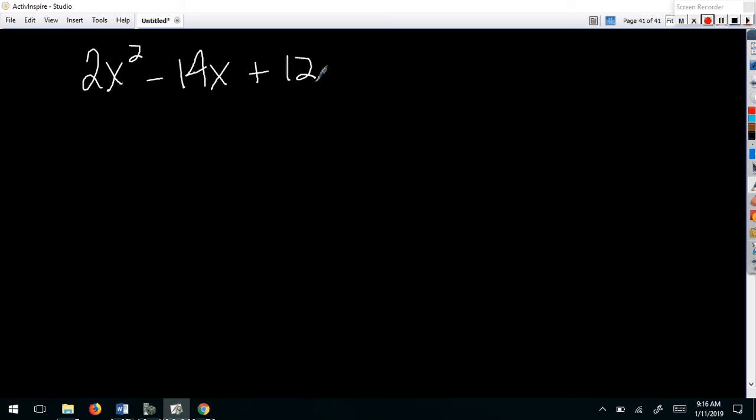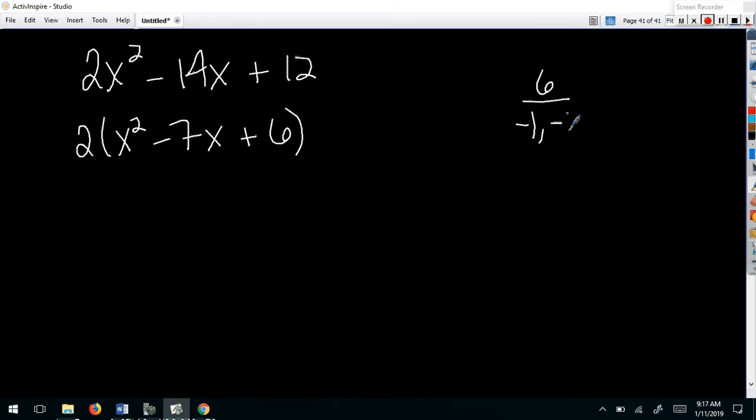GCF here? Because remember that's the first step always to factor. 2, what's left? X squared minus 7x plus 6. A times C is 6. Good job. It's got to multiply to +6, but if I look in the middle, it's got to add to -7. Are those going to be the numbers? Yes. I had to make sure.